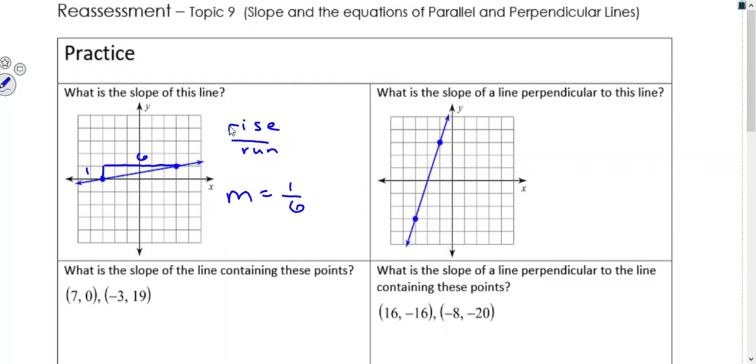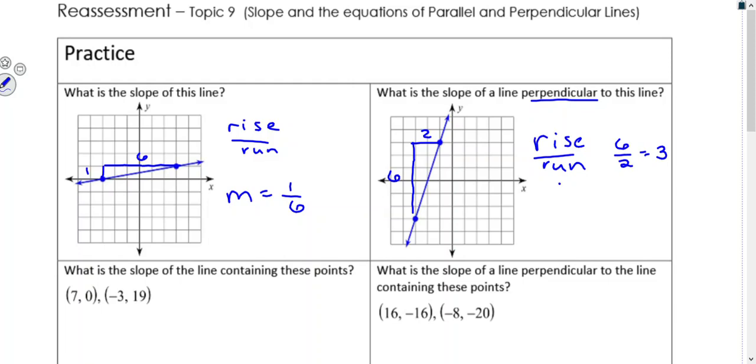The next question also wants the slope, but now we want the one perpendicular to this line. So we have to first find the slope of the one we're given and then turn it into the perpendicular slope. So again, to find the slope of what we're given, we would do rise over run. And we went up 1, 2, 3, 4, 5, 6, and over 2. So we went up 6 and over 2, and that would reduce to 3. That's the slope of the line we're given.